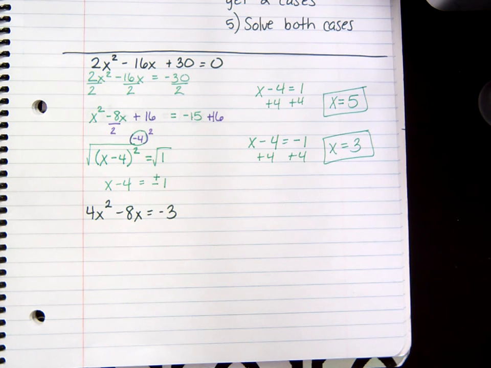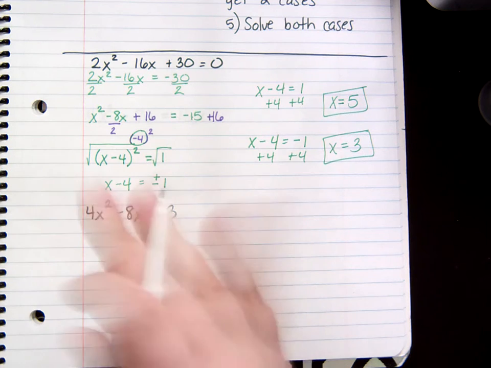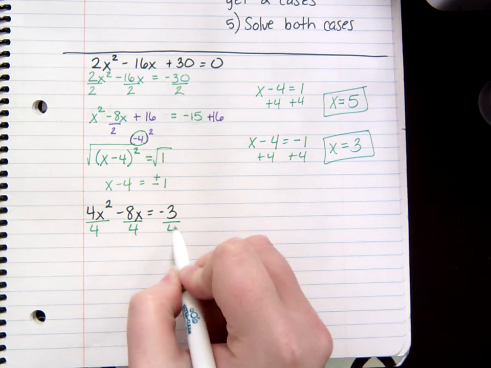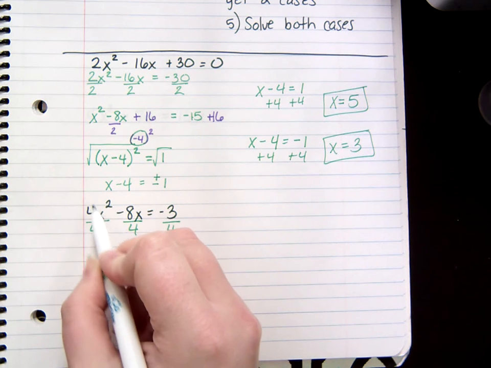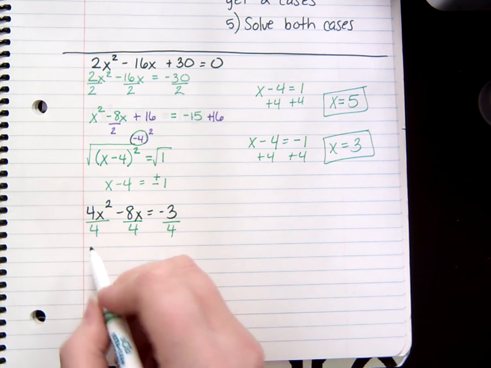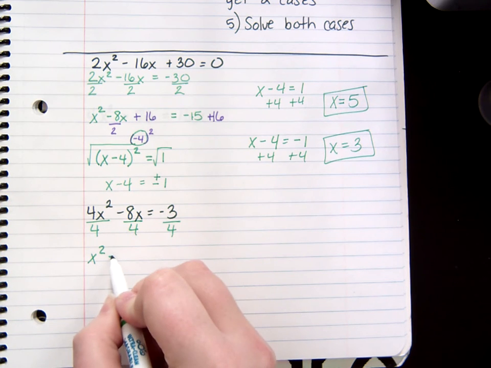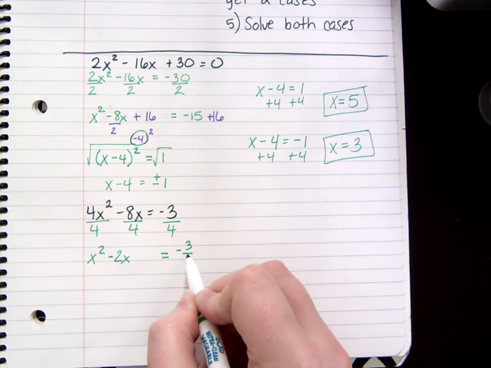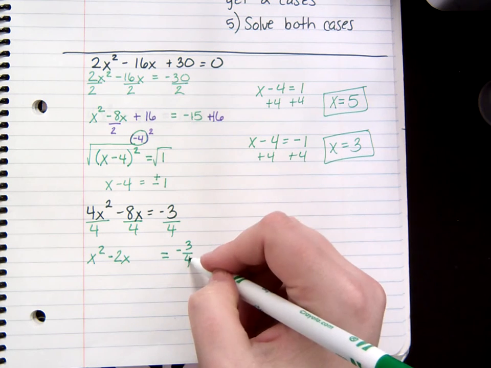Now this still works even if things aren't necessarily divisible by 2, even if you get fractions. Let me just show you what I mean. If I divide everything by 4, because remember you want x squared with a 1 in front, I'm going to get x squared minus 2x equals negative 3/4. So it didn't divide evenly, but I can still work this problem the same way.